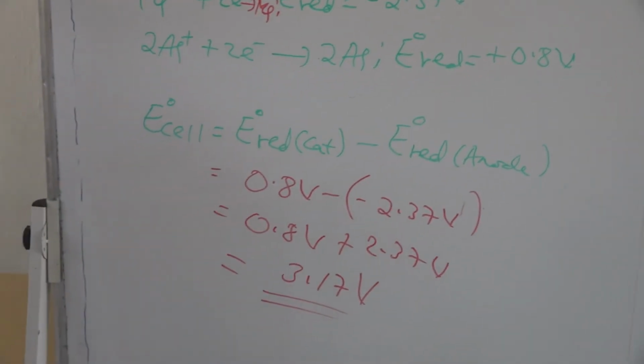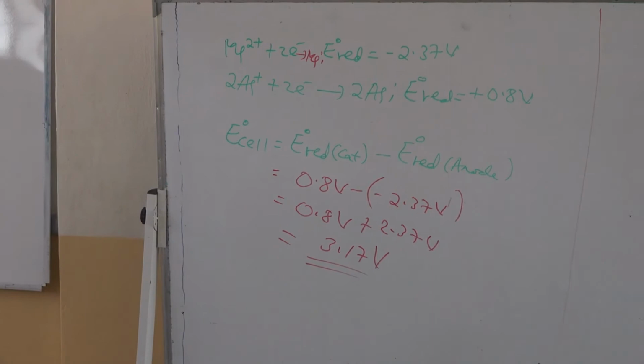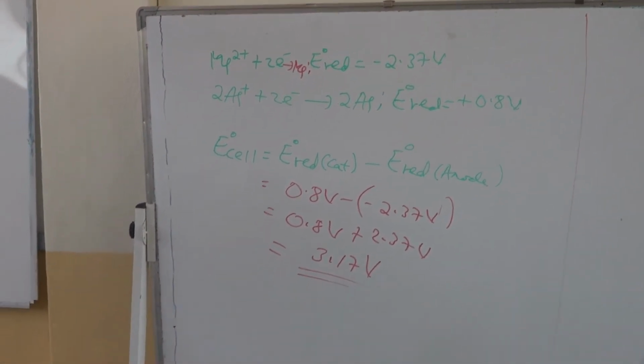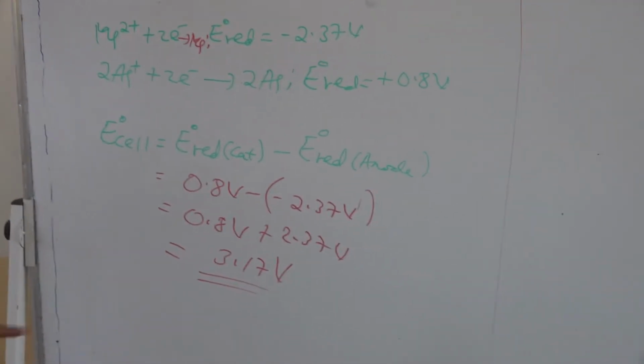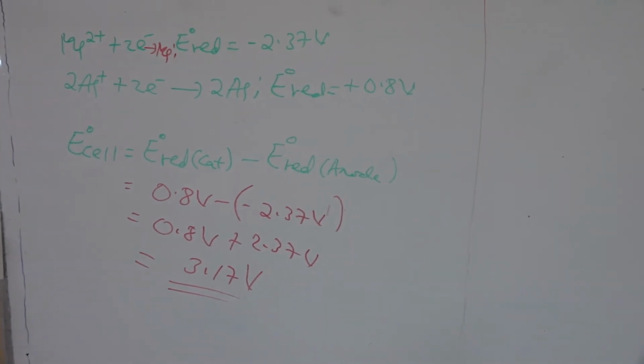So sometimes you may have reduction values, sometimes you may have oxidation. So you can use these two approaches. In different approaches, we get the same result, 3.17. Here also it is 3.17. This is how to calculate.